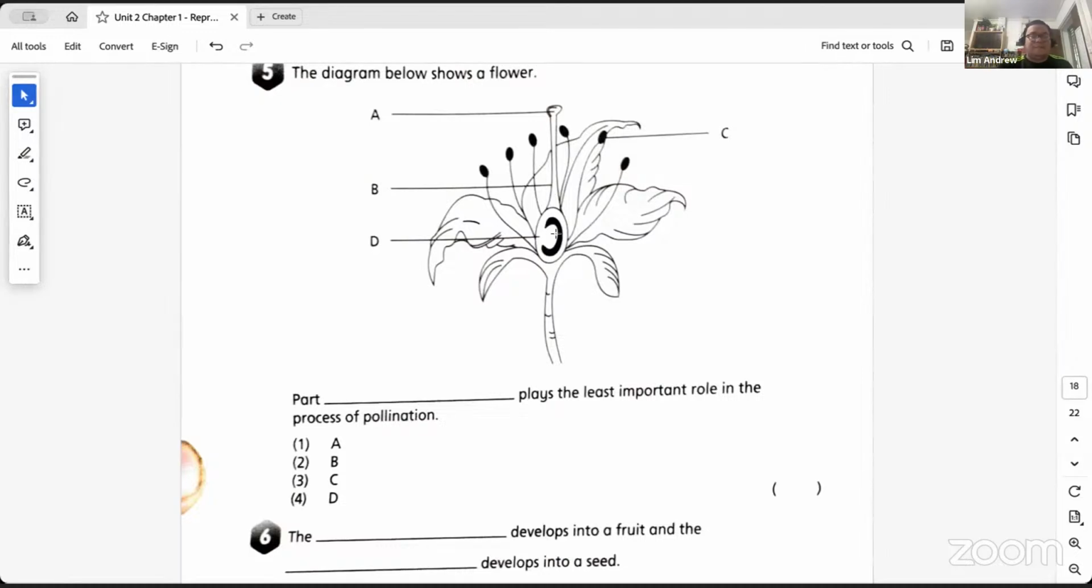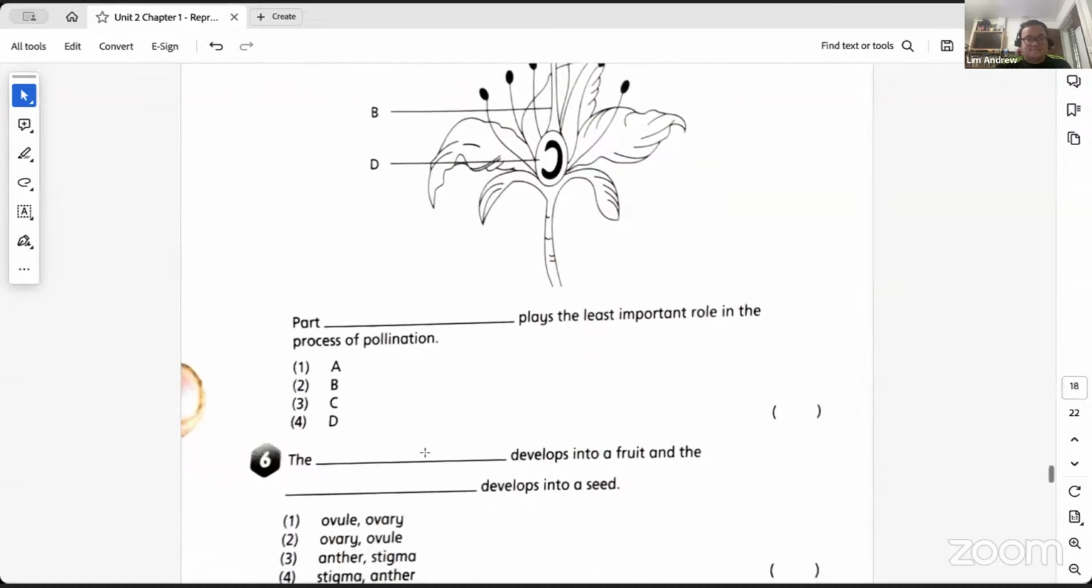So the process of pollination will end after the pollen grain is stuck onto a stigma and grows the pollen tube. Fertilization will take place once the pollen tube hits the ovary and the male and female cells fuse. That's when fertilization starts. Therefore, the answer for this question is D.